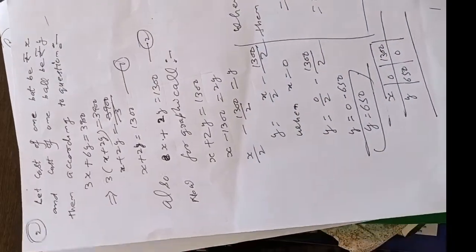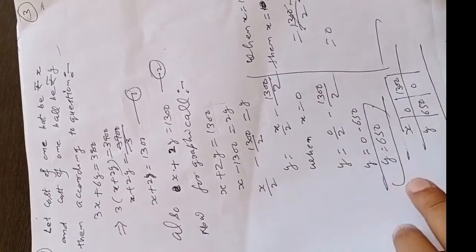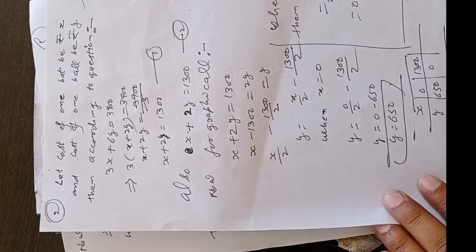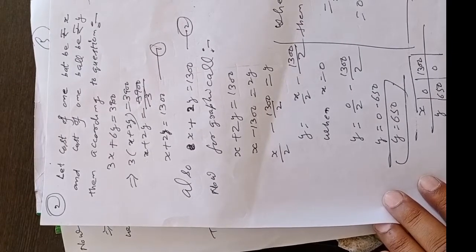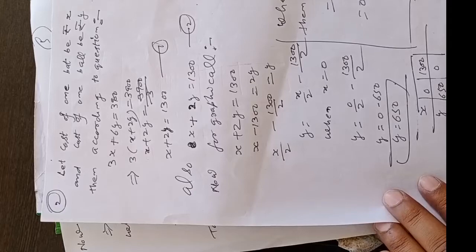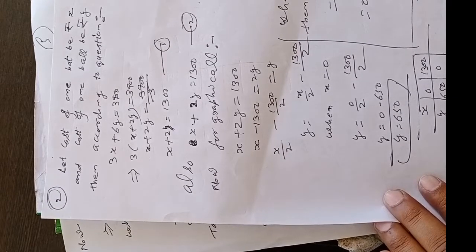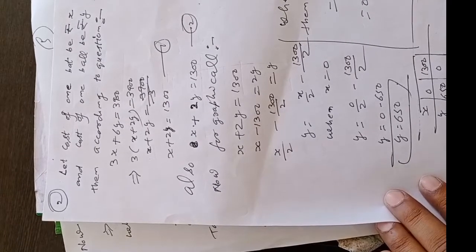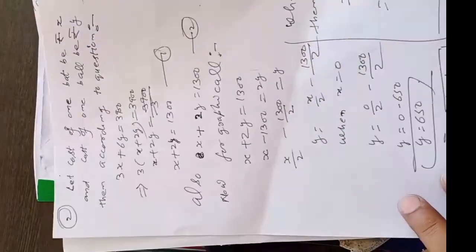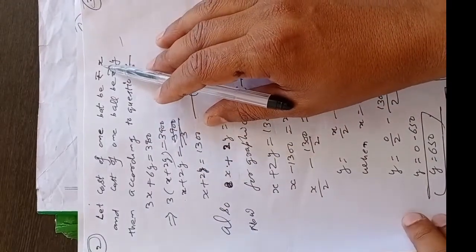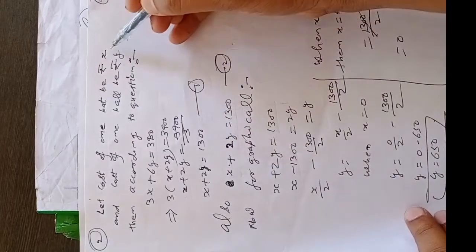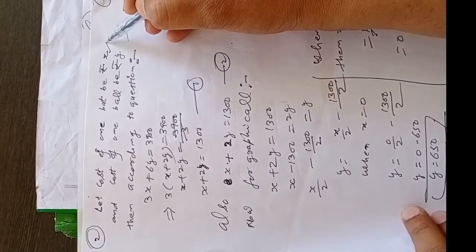Question number 2 we will do. So in question number 2, what is asked? The coach of a cricket team buys 3 bats and 6 balls for rupees 3900. Later she buys another bat and 2 more balls of the same kind for rupees 1300. Represent the situation algebraically and graphically. You have to make equations and then draw its graph. Let the cost of one bat be rupees x and the cost of one ball be rupees y. Then according to the question, if the cost of one bat is x, then the cost of 3 bats will be 3x.